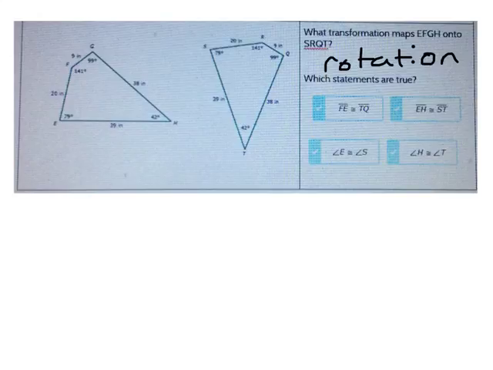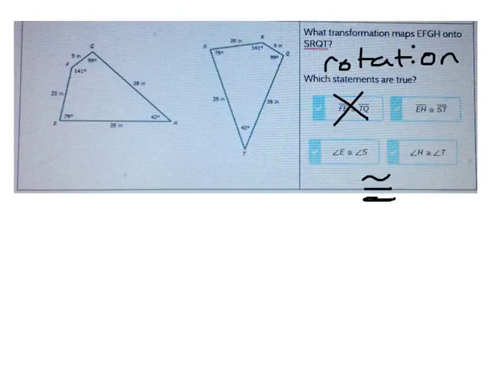Now let's look at these statements and determine if they are true. An equal sign with this line above it that curves means two things are congruent. They're the same size and shape. Is FE congruent to TQ? It is not. Those two sides do not correspond.